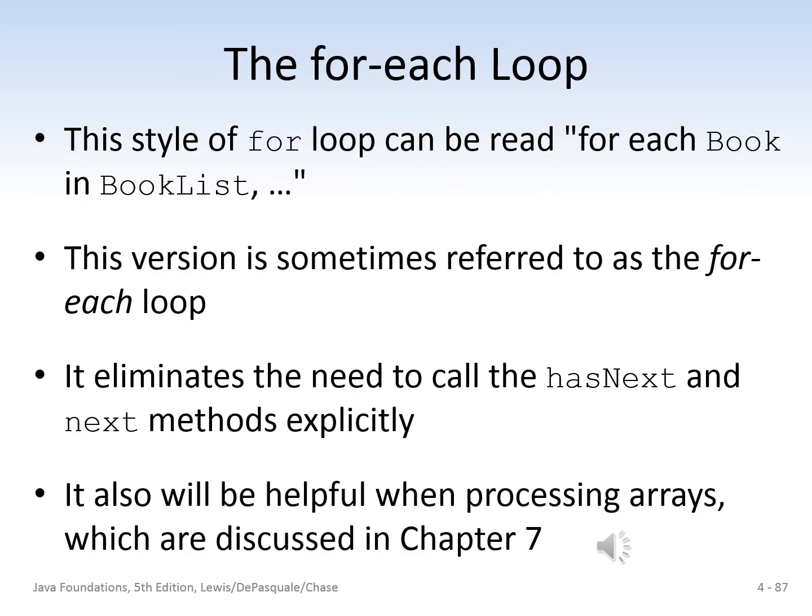This version of the for loop is sometimes referred to as the for each loop. The style of this for loop can be described as for each book in book list. It eliminates the need to call the has next and next methods explicitly, and it'll be very helpful when we start a discussion on arrays in chapter 7.